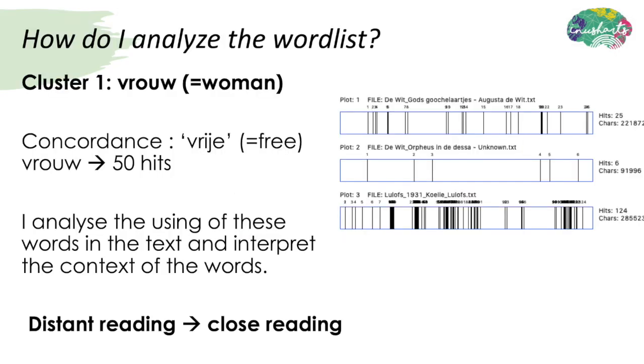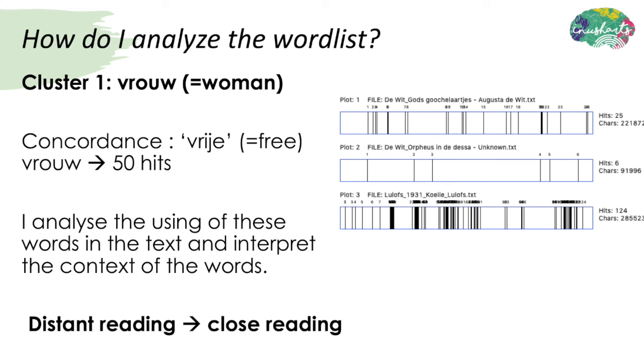How exactly do I analyze a word list? Let me give you an example. From the analysis of cluster 1, as you can see, I got the hits of the word Frau, which means woman. In the concordance tab, I can see the words that appear before the word Frau, so the words related to the word Frau. This example is "freie Frau", or free woman. And then if you click the concordance of "freie Frau", you can see the text which consists of these words.